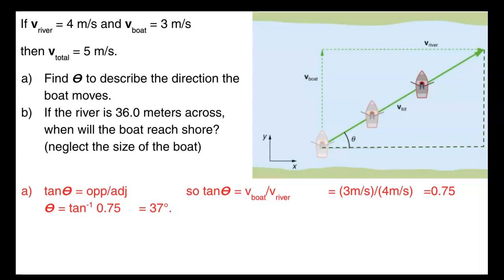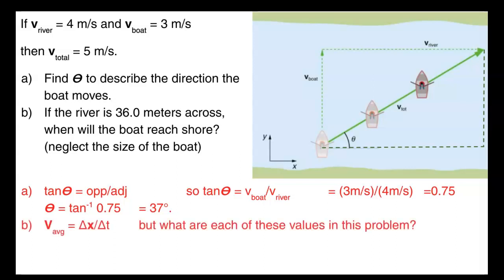If you're not familiar with this, or if you don't remember having done this anytime recently, you may want to do a little bit more follow up on how to do inverse trigonometric functions. Part B asks me if the river is 36 meters across, when will the boat reach the shore? We're going to get a little bit more detail into this for the video on Friday, but the important point of this is this part of the velocity, the rowing, is the part that's taking him across the shore.